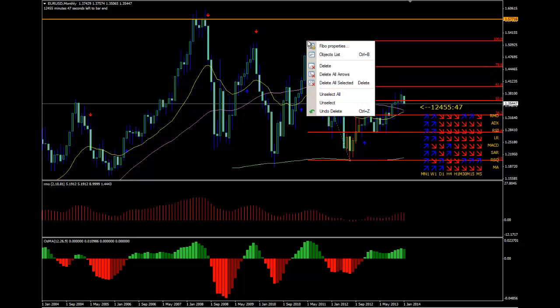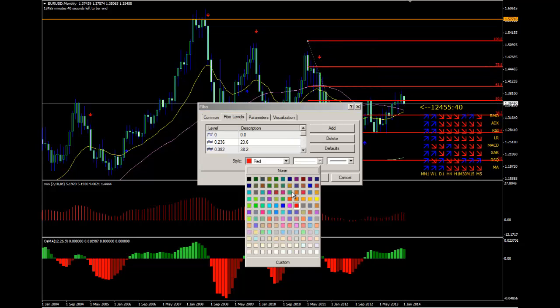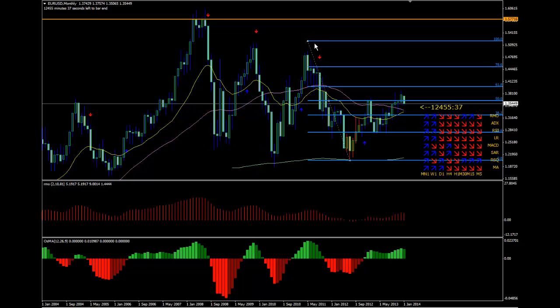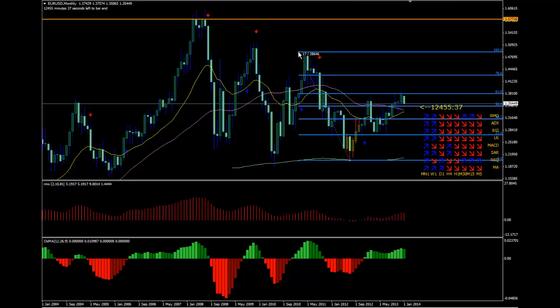And there's no difference here when you're looking at your fib. So I change all my monthly fib lines to blue, for example, so I know exactly what they are when you're looking at your shorter term time frames. So my blue ones go in.